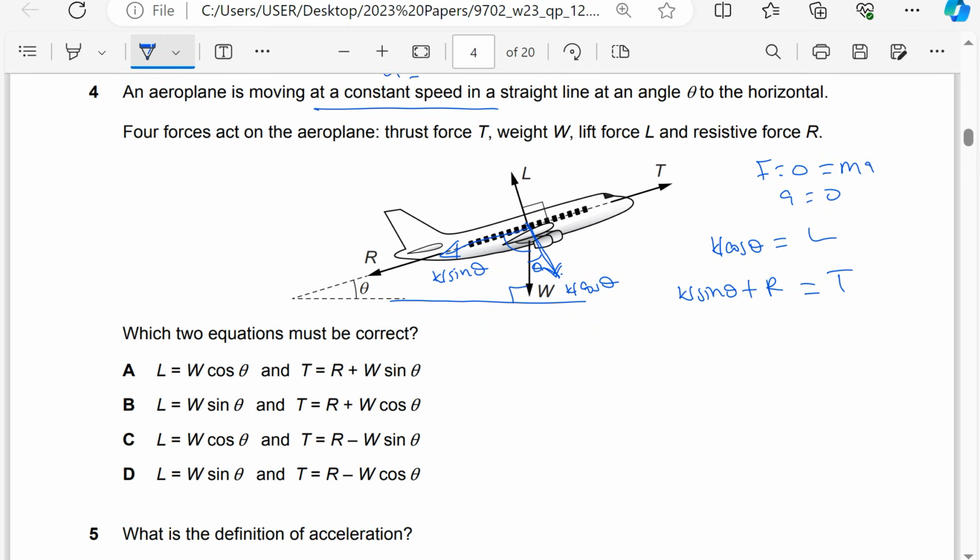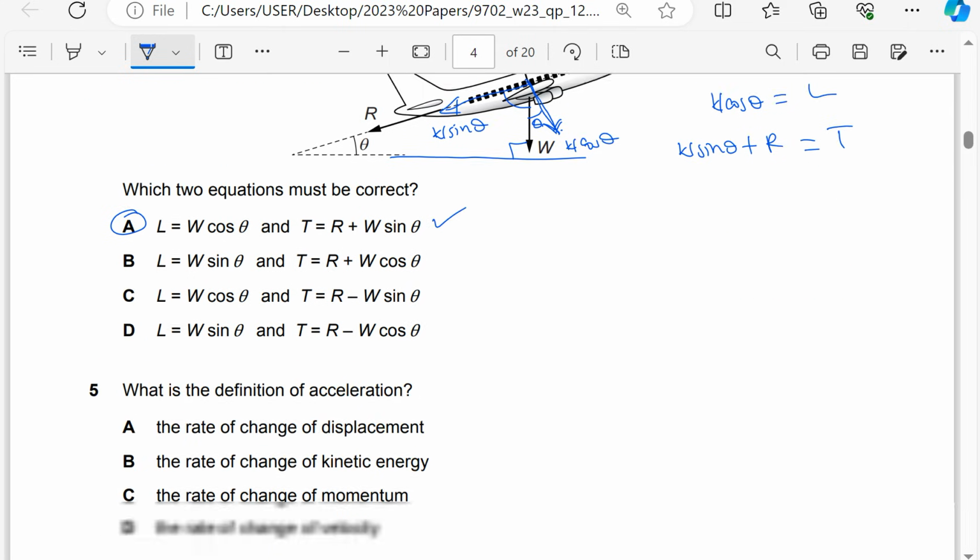So the answer is going to be A. L is equal to W cos theta, and T is equal to R plus W sine theta. So the answer is A.